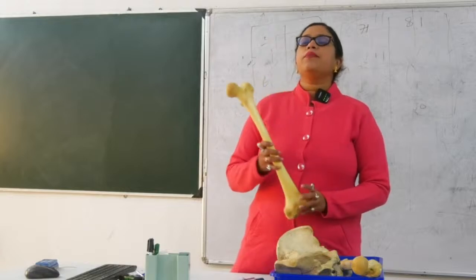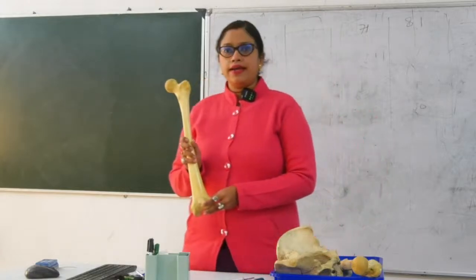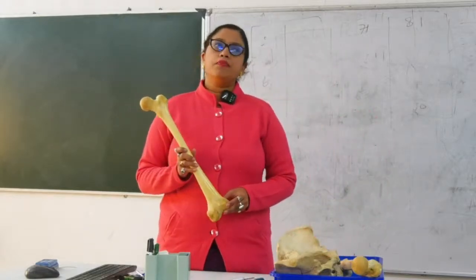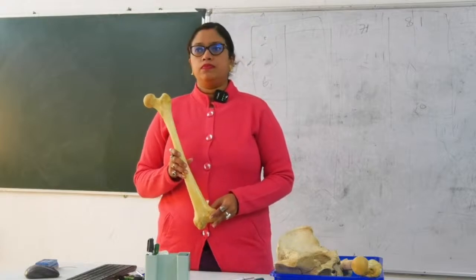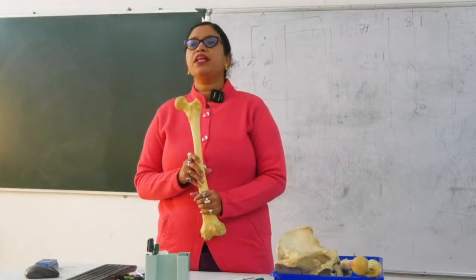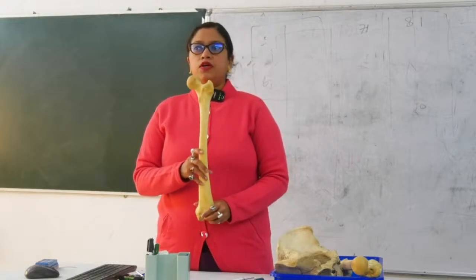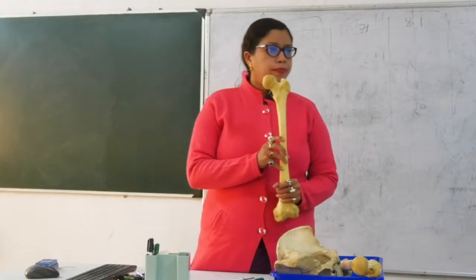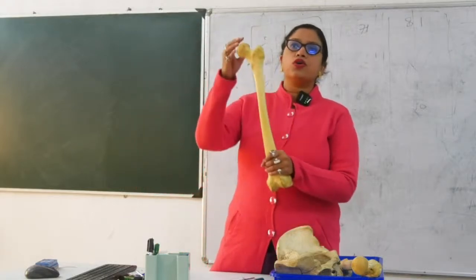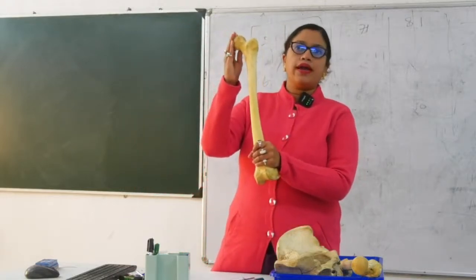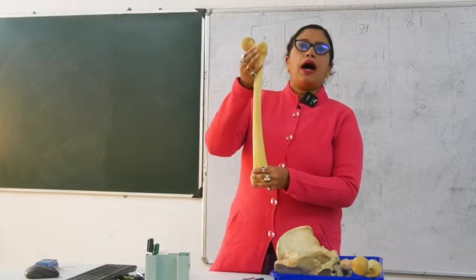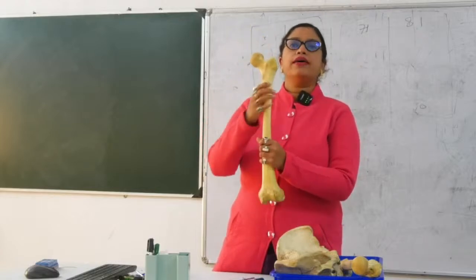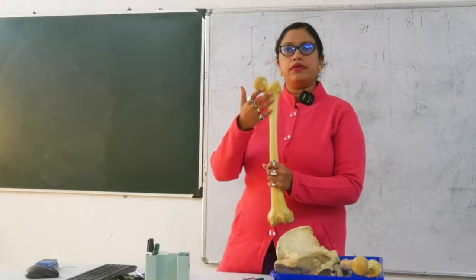First of all, tell me how to determine the side and what is the anatomical position for the femur. For that we have to know the parts. So what are the different parts? It has got a globular head, then neck, upper end, shaft and the lower end. So these are the parts.